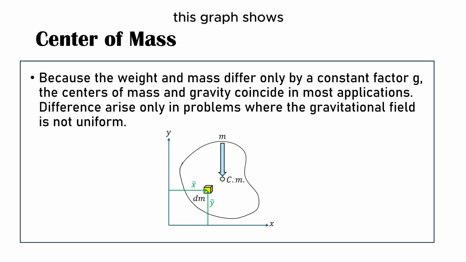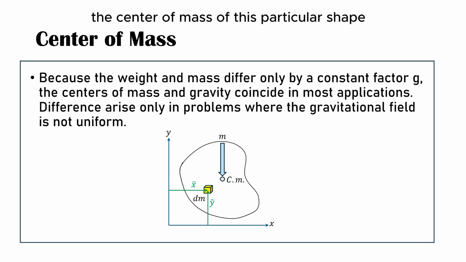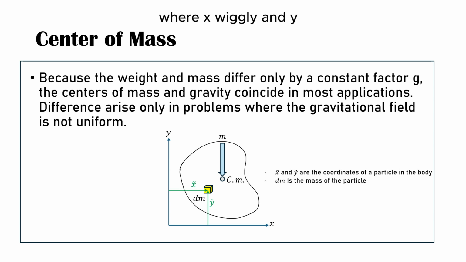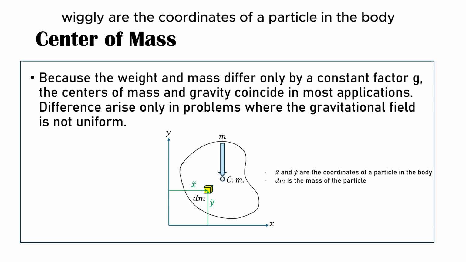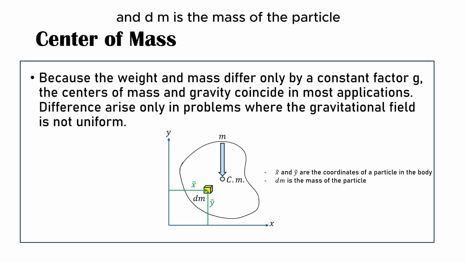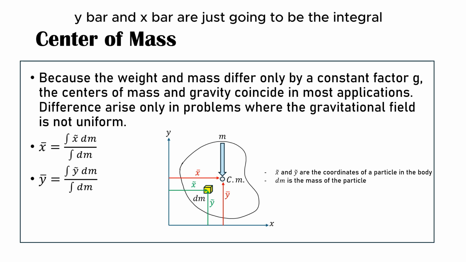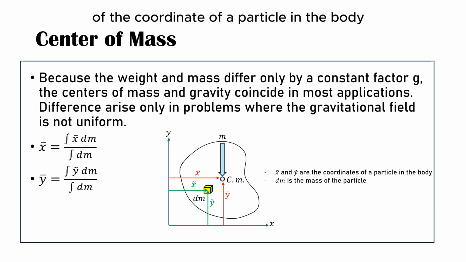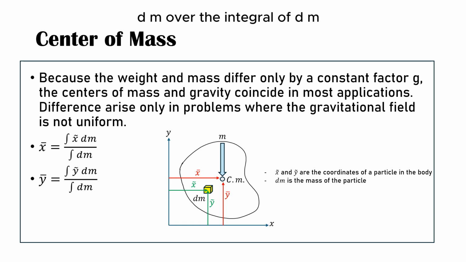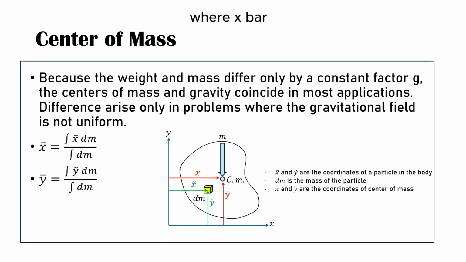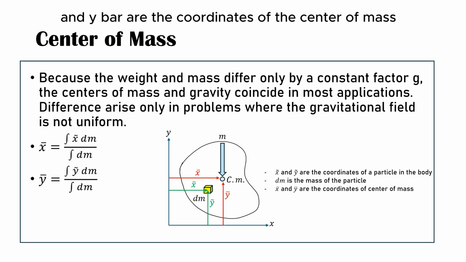This graph shows the center of mass of this particular shape, where x squiggly and y squiggly are the coordinates of a particle in the body and dm is the mass of the particle. Similarly to the previous slide, x bar and y bar are just going to be the integral of the coordinate of a particle in the body, dm over the integral of dm, where x bar and y bar are the coordinates of the center of mass.